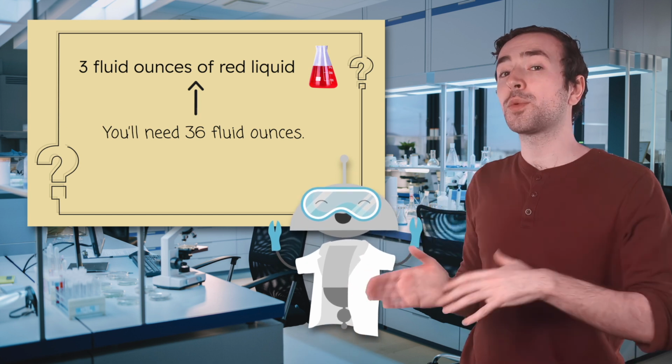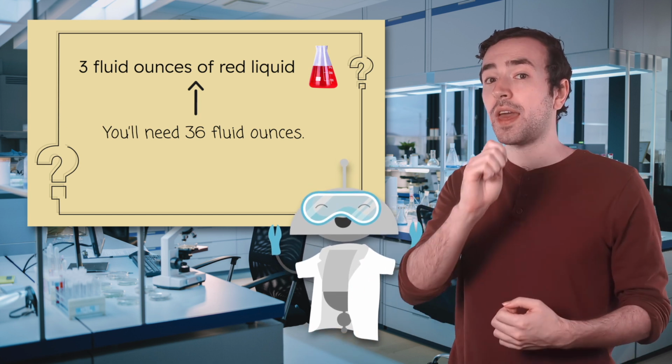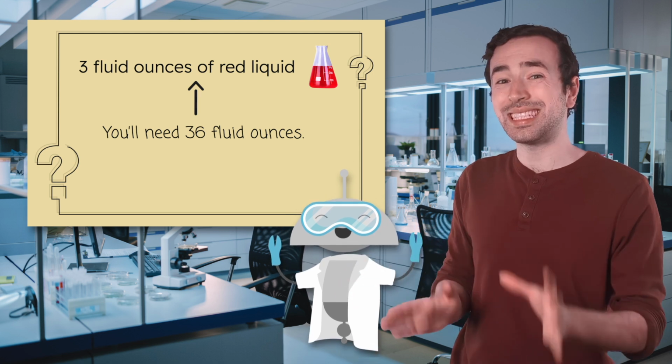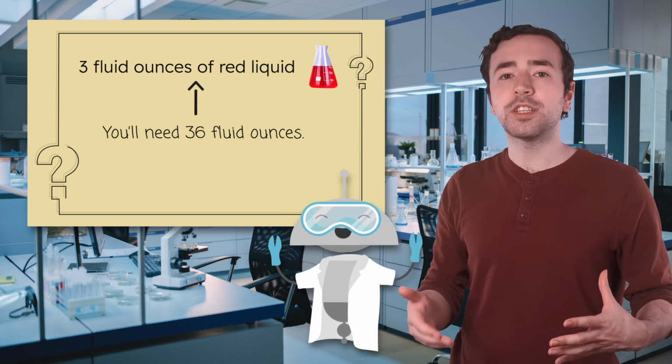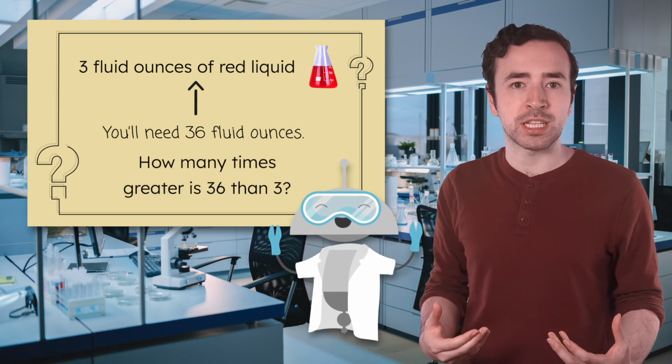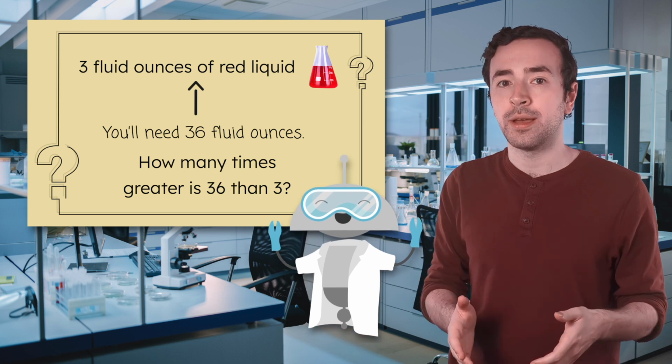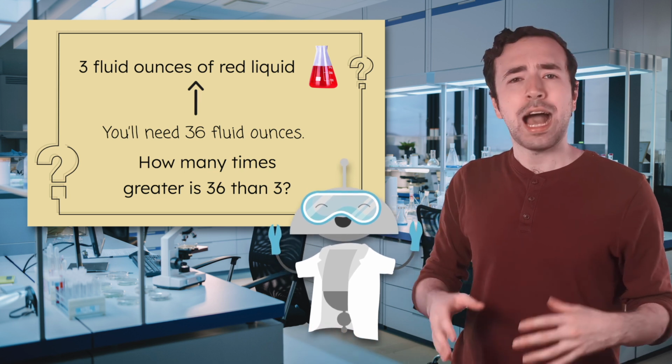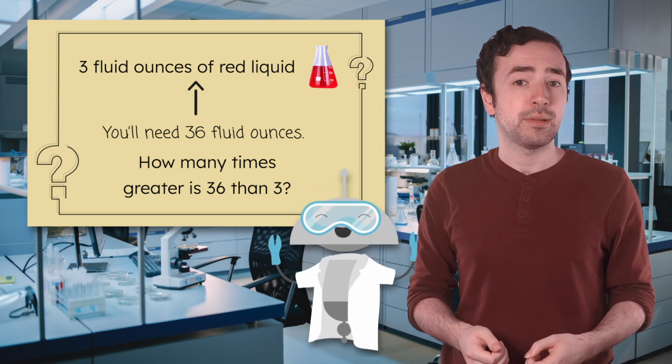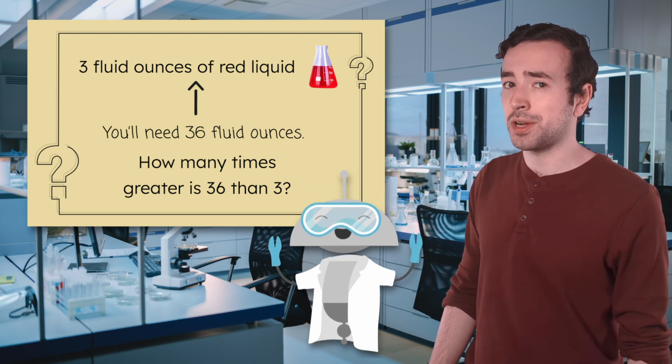The last ingredient is a little tricky. It says 3 fluid ounces of the red liquid with a note from the professor that says 36 fluid ounces. We need to figure out how many times greater 36 fluid ounces is than 3. Think about what we already know. How can we figure out the missing amount? Pause to record your thinking in your guided notes.